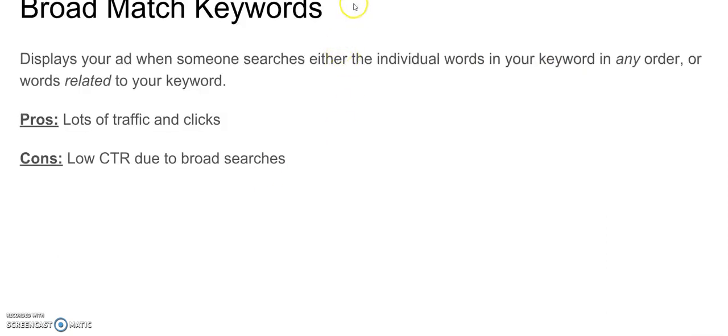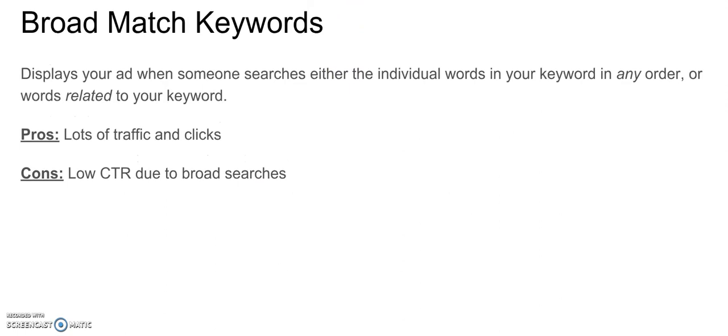Let me move this screen up here. Let's talk about the first one, broad match. If you target a broad match keyword, your ad is going to display when someone searches either that individual word or the words in your keyword in any order. It doesn't have to be in the order that you put that keyword in. It's going to show your ad if any of those words are in there.